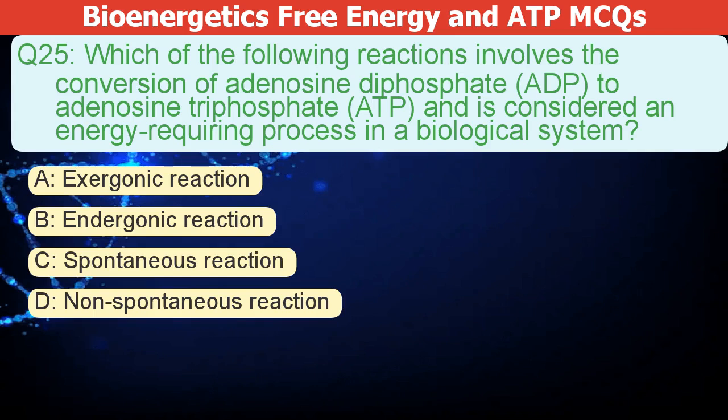Which of the following reactions involves converting ADP to ATP, and is an energy-requiring process in a biological system? A. Exergonic reaction. B. Endogonic reaction. C. Spontaneous reaction. D. Non-spontaneous reaction.